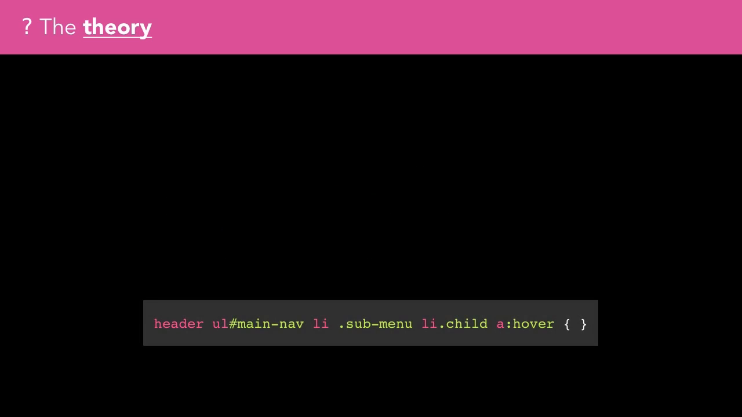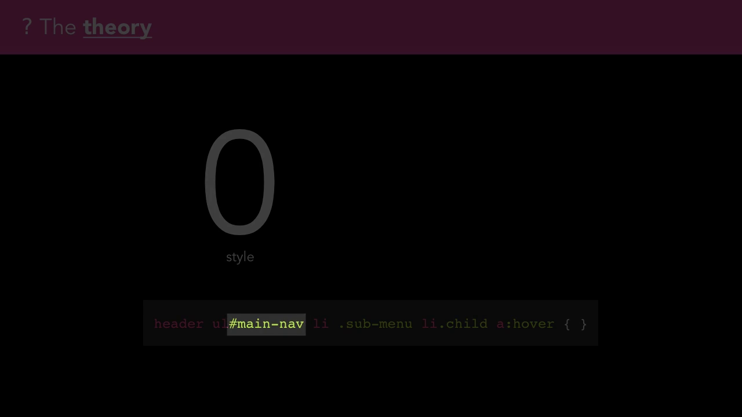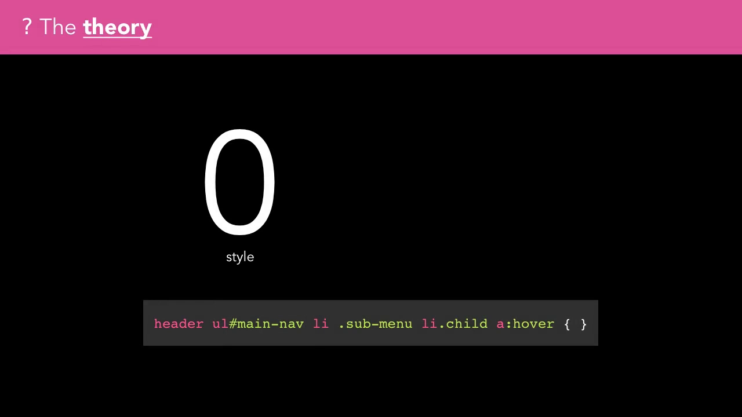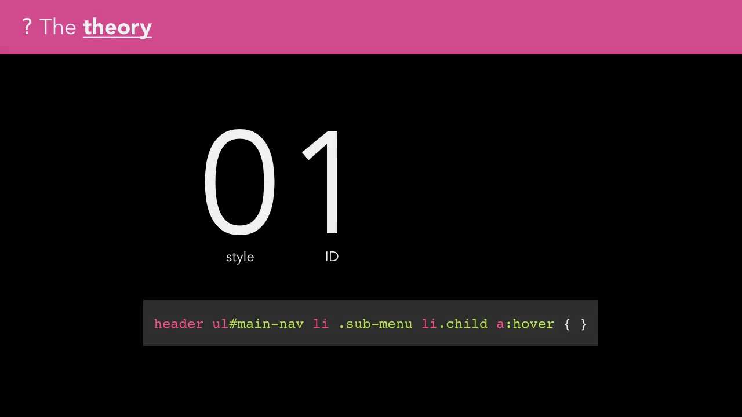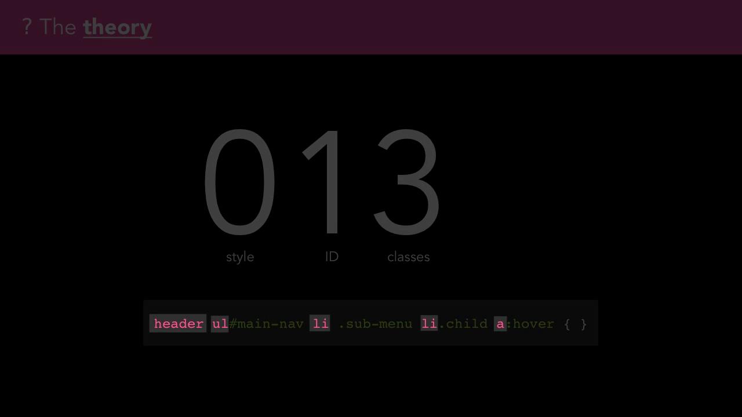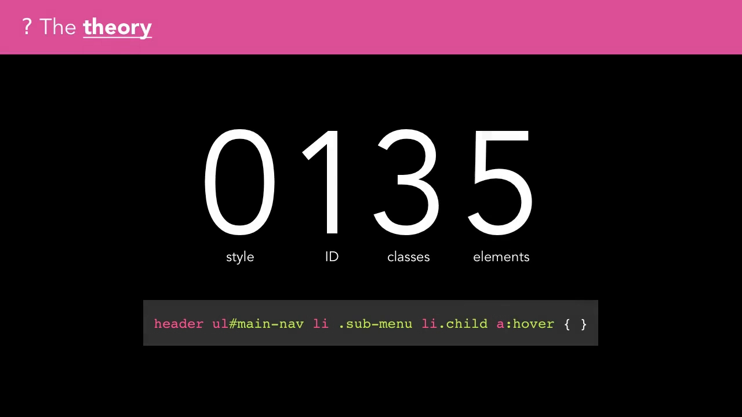There are no style attributes here, so the first number is 0. There's one ID for main nav, which must be on a UL for this selector to apply. There are 2 classes, submenu and child, and 1 pseudo-class, hover. So the third number is 3. And finally, there are 5 elements, header, UL, LI, LI again, and A. The specificity value for this selector is therefore 0, 1, 3, 5.